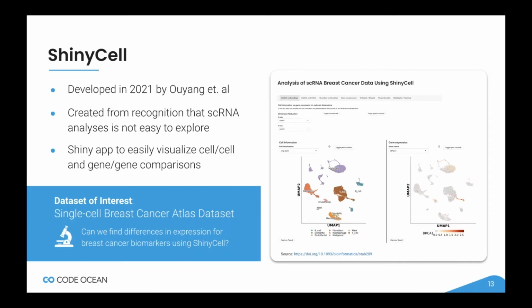ShinyCell is a Shiny dashboard that was created from the recognition that as data sets and analyses continue to grow, results are becoming less and less easy to explore, and we need to make it accessible and readable to all. So this Shiny app, which is once again called ShinyCell, was created and designed to visualize common plots you will see in single-cell RNA-seq. That being, once again, we have our UMAPs and our heat maps. And now users can enter ShinyCell to easily visualize already calculated cell-to-cell, gene-to-gene, cell-to-gene comparisons.